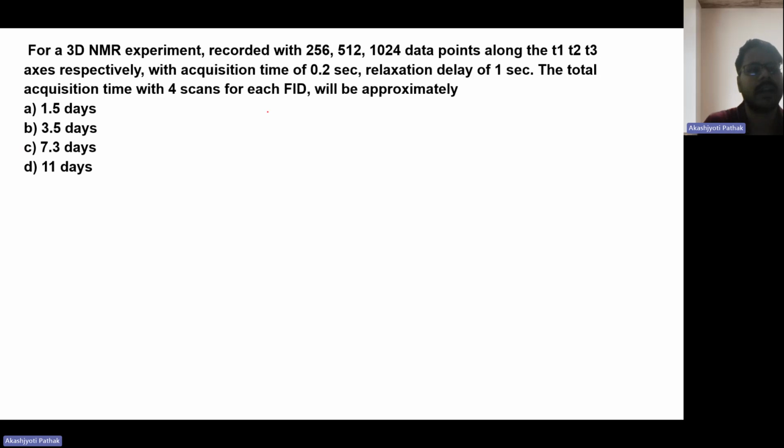Okay. Now let us try to solve this question. In a 3D NMR experiment, you have three time points. One is 256, T2 is 512, and T3 is 1024. The acquisition time is 0.2 second, relaxation delay is 1 second. The total acquisition time with 4 scans. So you are doing 4 scans for each FID. How will you calculate this?